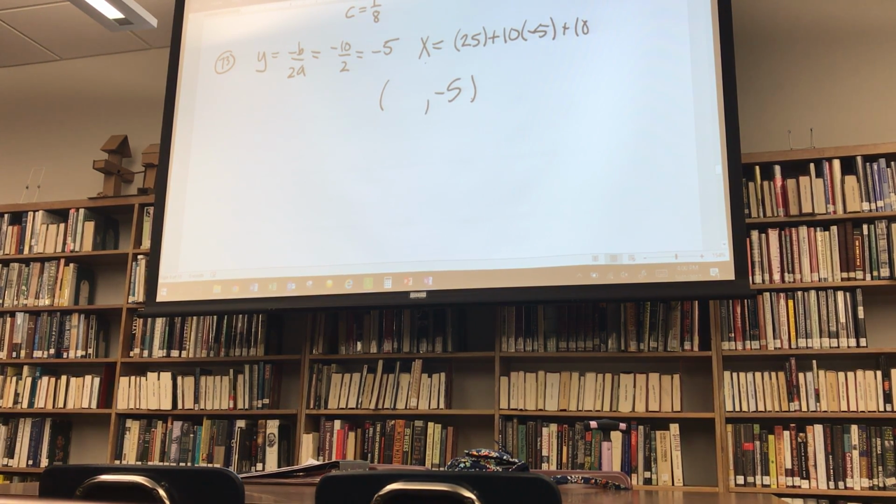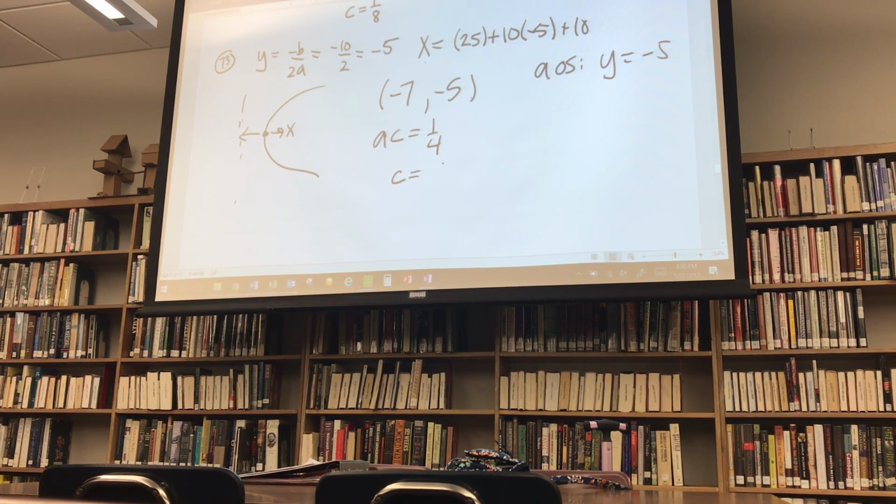So what's the x? Negative 7. Okay. And does this parabola open left or right? Opens right. It's got a positive a. So here's my vertex, and I'm going to have to move either direction to get to my other little bits I've got right here. And where's the axis of symmetry? Y equals negative 5. And then AC is 1/4, but what's A? It's 1. All right, so that means C is what?